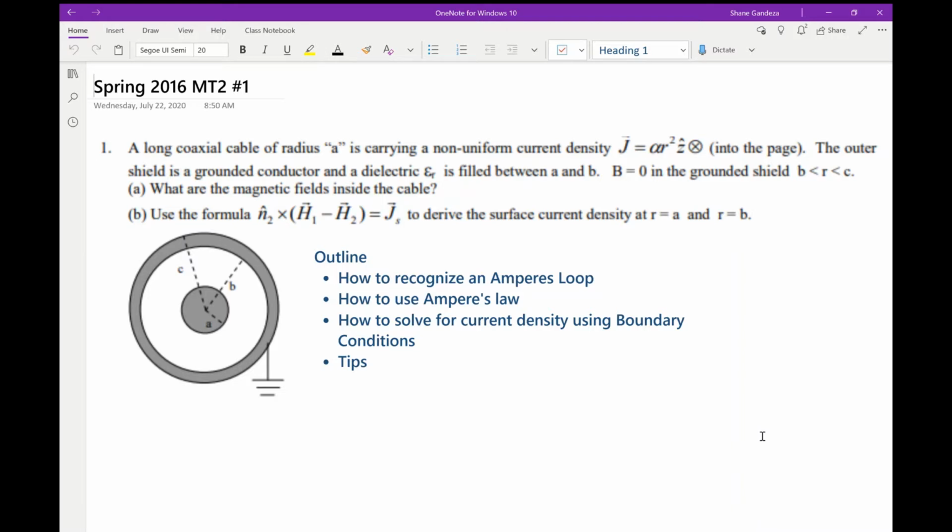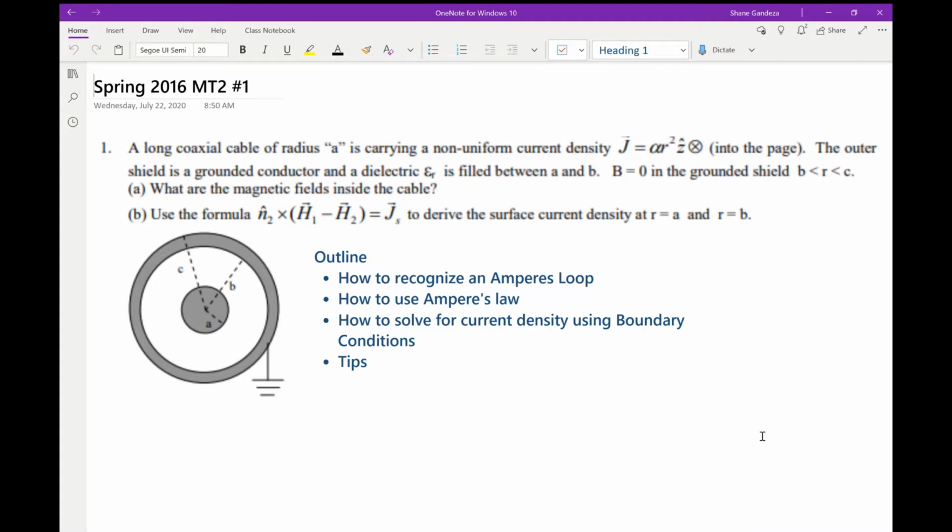And in between B and C, the magnetic field is equal to 0. So the first question is asking, what are the magnetic fields inside the cable? And the second is asking to solve for the current density when r is equal to A and r is equal to B using the boundary conditions.